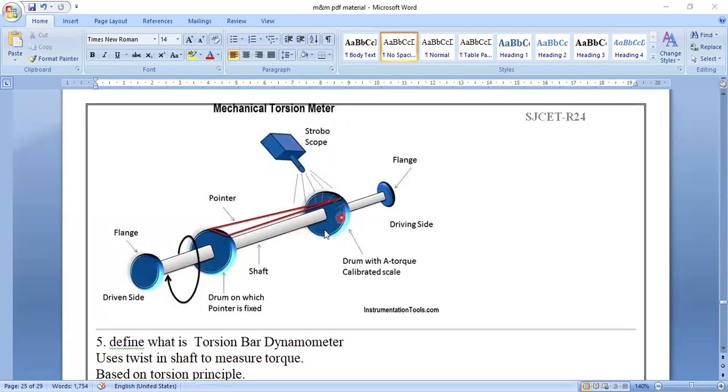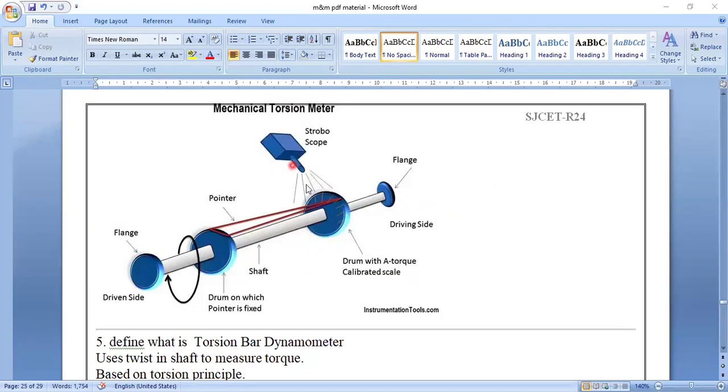So here you are having this type of mechanical torsion meter. This is mechanical. This shaft is there. This shaft is having flanges arranged inside. These are flanges. One is the driven side. This is the driving side. So this is rotating like this. The shaft is rotating inside. When the shaft is rotating, here is a drum with a torque calibrated scale, a drum on which the pointer is fixed. This is fixed. This is rotating.